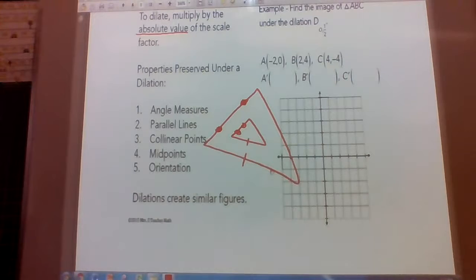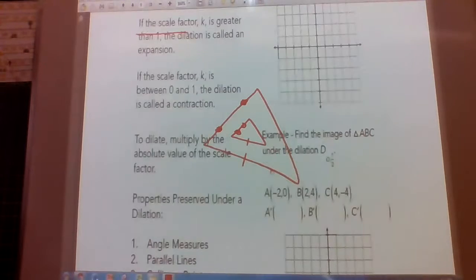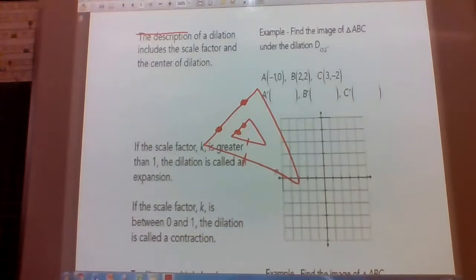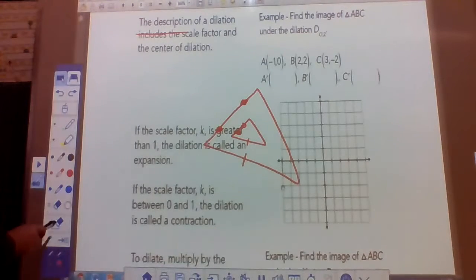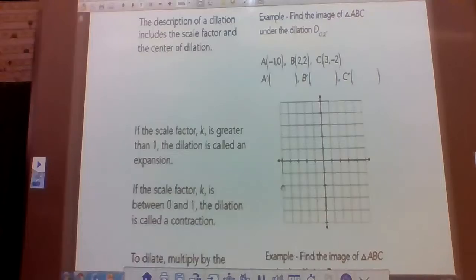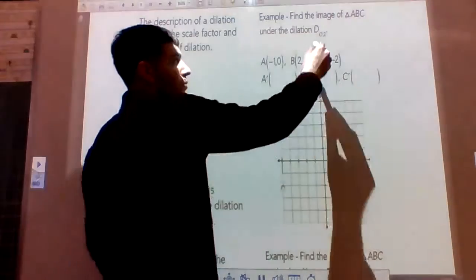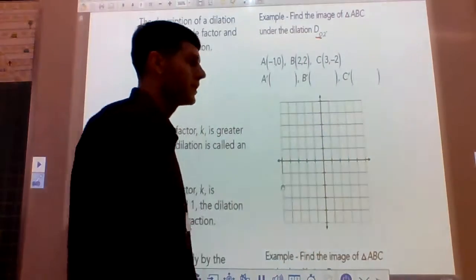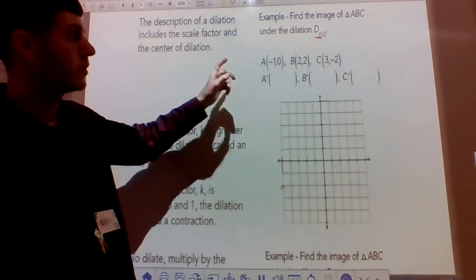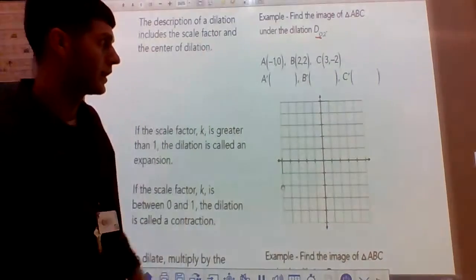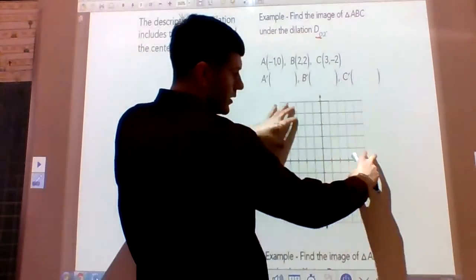All right, so let's do the 2 examples. Example 1, find the image of triangle ABC under the dilation 0, 2. So again, the first subscript represents the center of dilation. The second subscript represents the scale factor. So we're expanding outward from the point 0, 0.